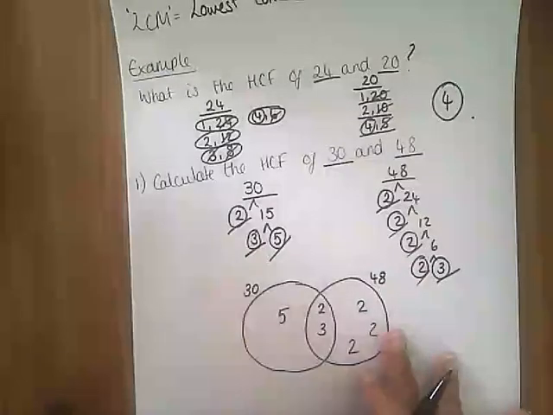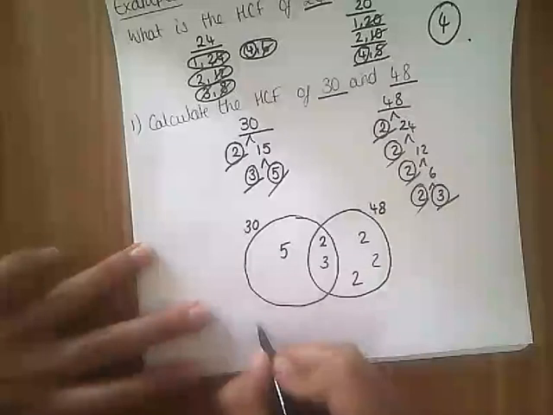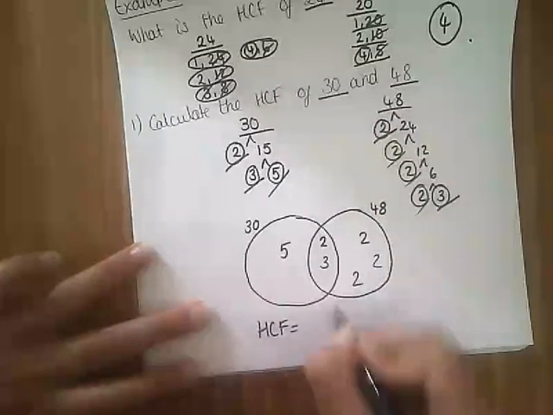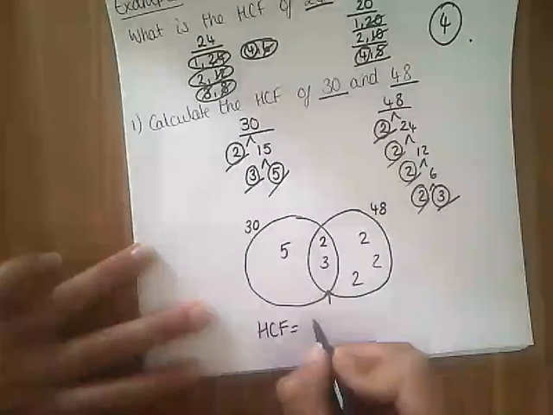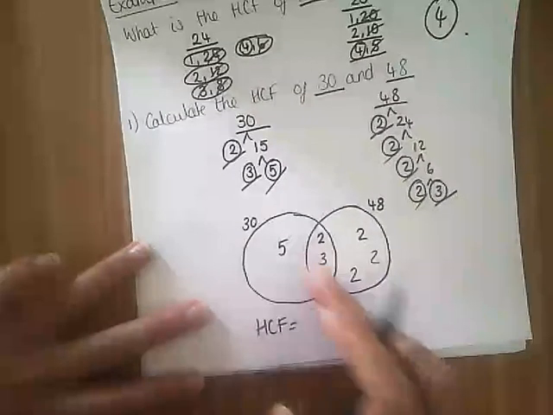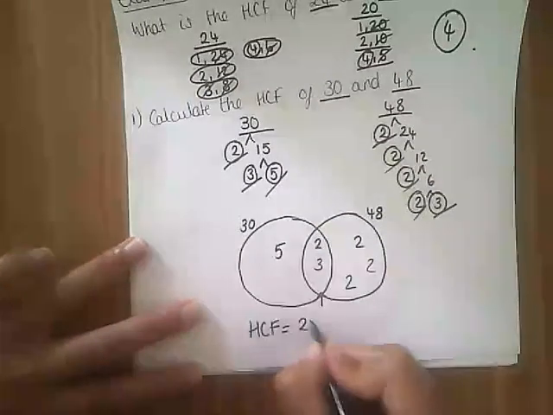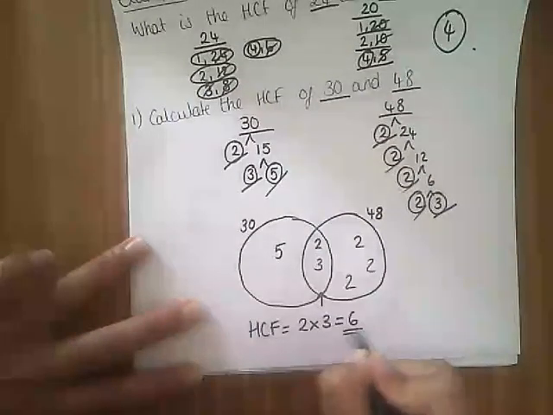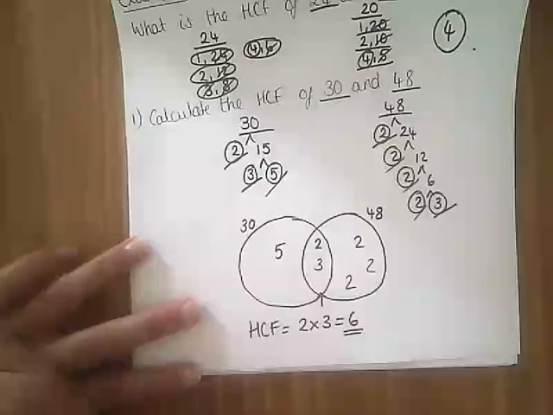Then to calculate your highest common factor, your HCF, you multiply the middle, the intersection: 2 times 3, which makes 6. Your highest common factor of 30 and 48 is 6.